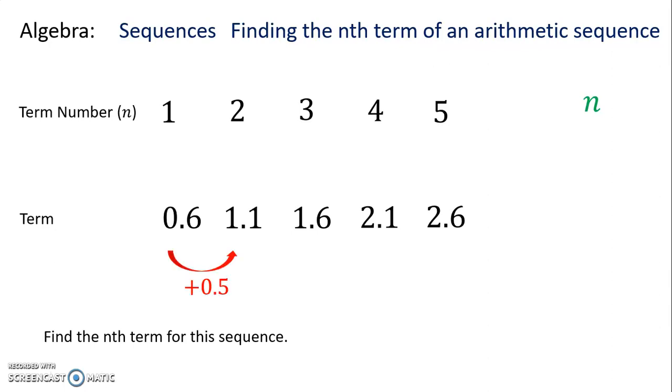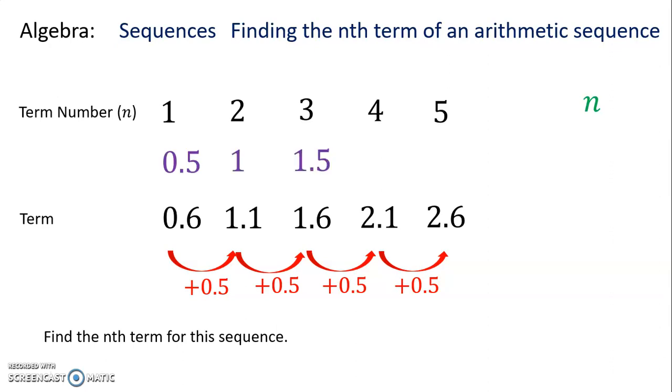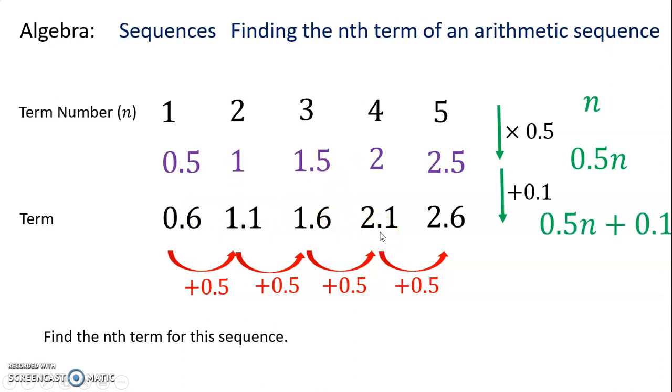Okay, so you should have found that we were adding 0.5 every time, so the common difference is positive 0.5. And I'm going to write my 0.5 times table across the top. And my nth term for the 0.5 times table is that I'm multiplying the term number by 0.5 every time. So my nth term for that would be 0.5n. And then when I compare, I can see that I'm adding 0.1 every time to get my sequence. So my nth term will be 0.5n add 0.1.